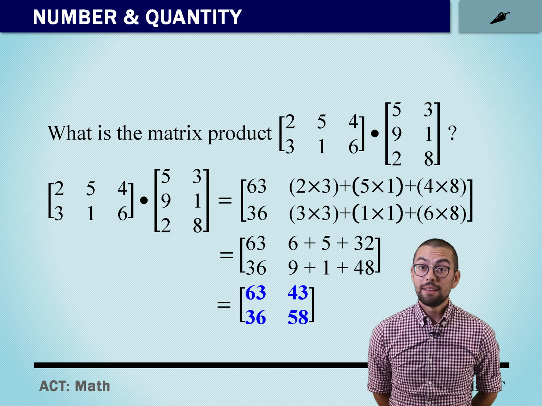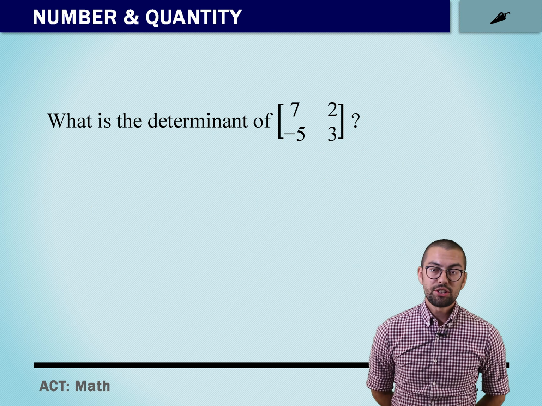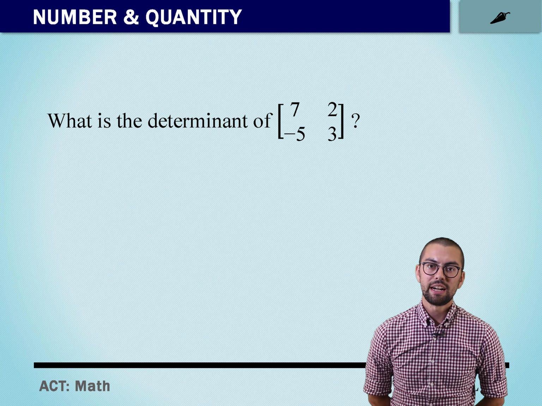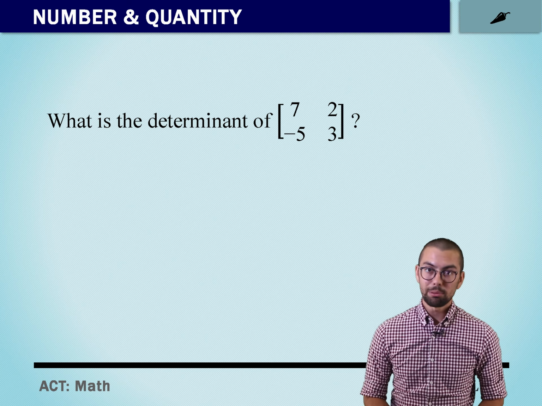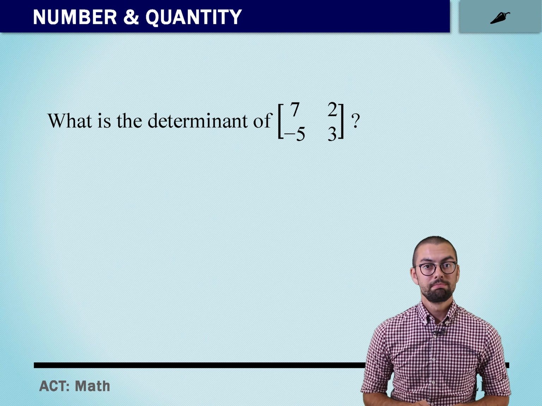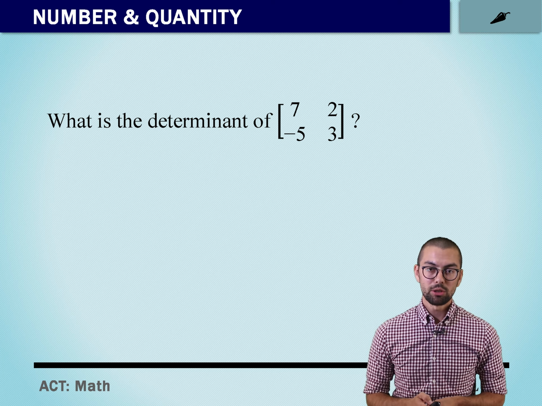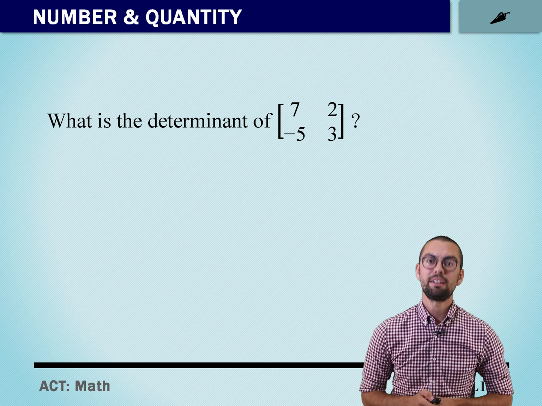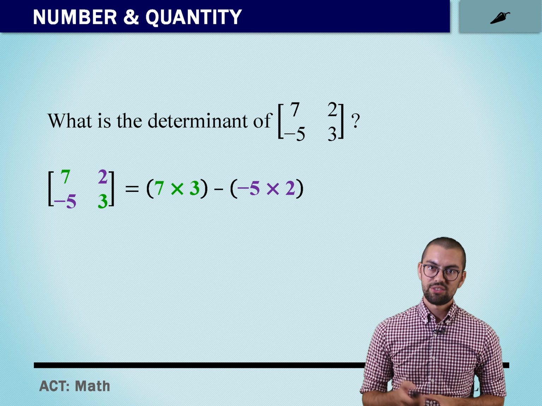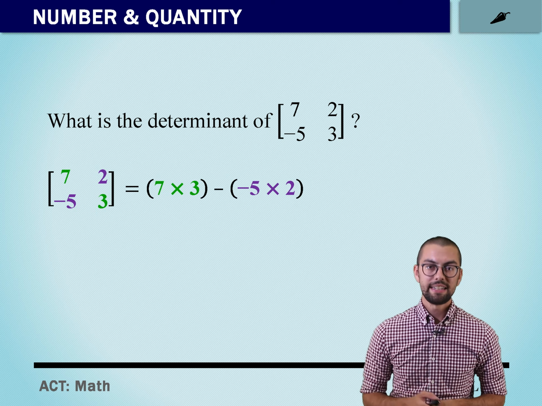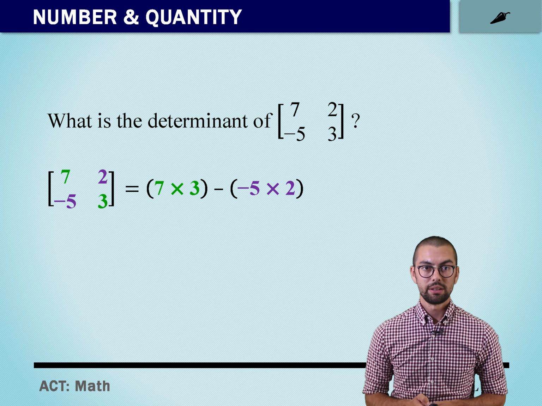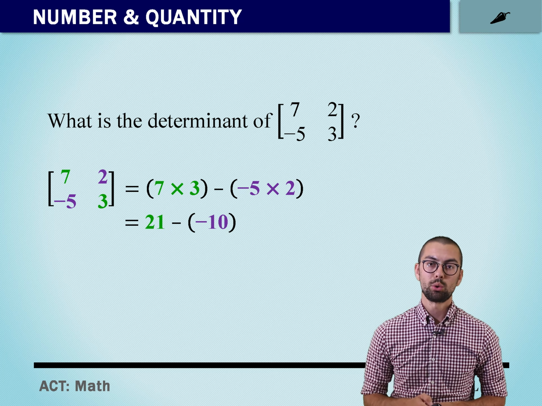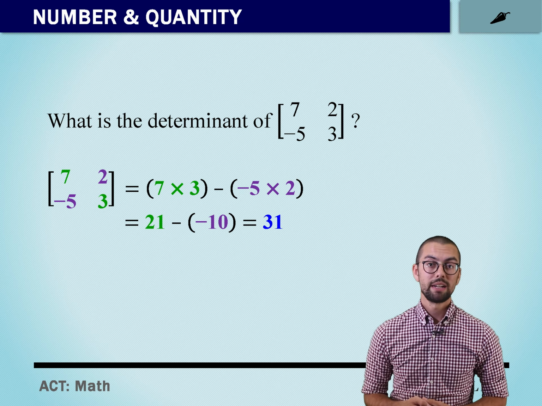And we're done. Last but not least, what is the determinant of the 2 by 2 matrix 7, 2, negative 5, 3? Again, we just apply the formula that we know. We take the major diagonal, multiply across that, minor diagonal, multiply across that, take the difference. So that becomes 7 times 3 minus negative 5 times 2. Well, that'll give us 21 minus negative 10, or 21 plus 10, for a total of 31. And we're done. Again, not too bad.